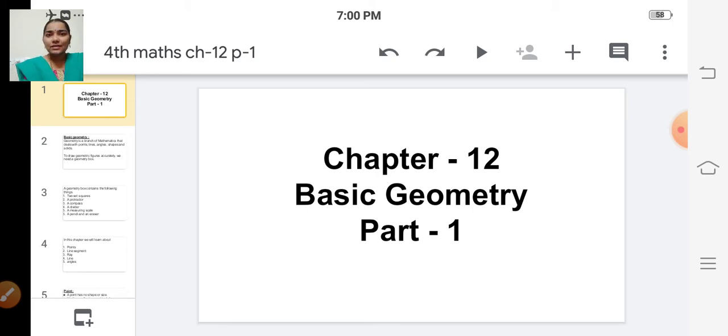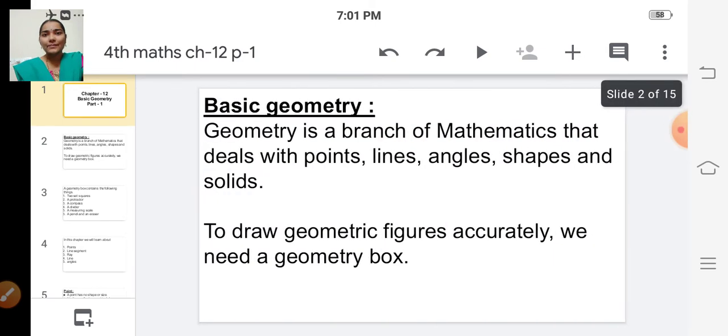So this geometry is also a part of mathematics, and this chapter deals with lines, angles, points, shapes, solids. So to draw any geometrical shape we need a geometry box, isn't it? So that we'll have all these things in a geometry box. Okay, so shall we move on to the topic?